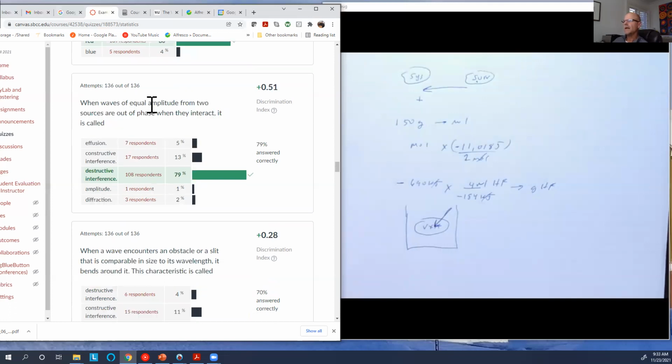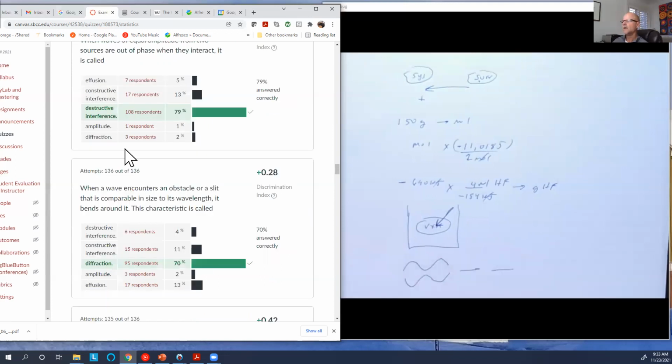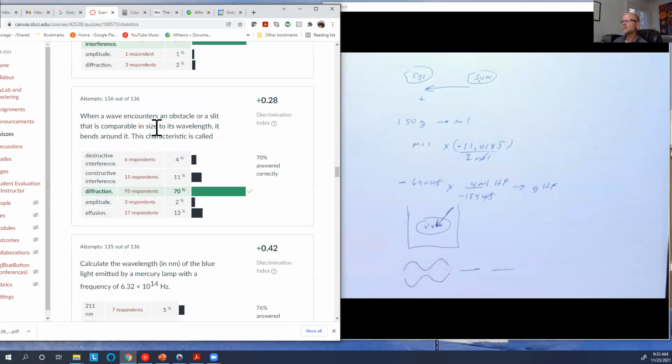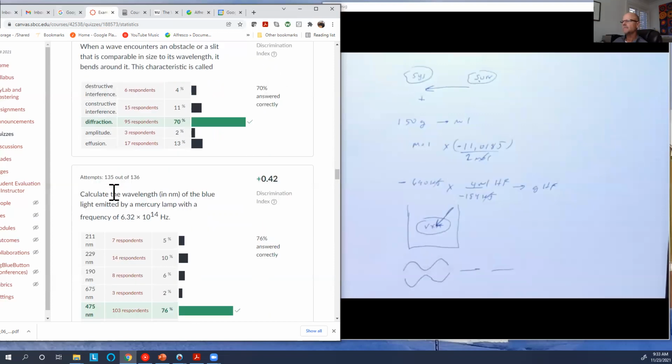When waves of equal magnitude, equal amplitude from two sources are out of phase, when they interact out of phase, right? Out of phase is when they interact like that. And that results in destructive interference. When a wave encounters an obstacle or a slit that's comparable in size to its wavelength and bends around it, this is diffraction, okay?